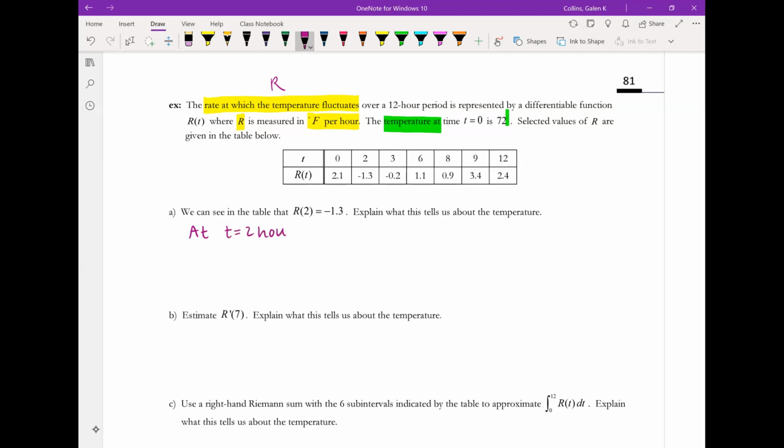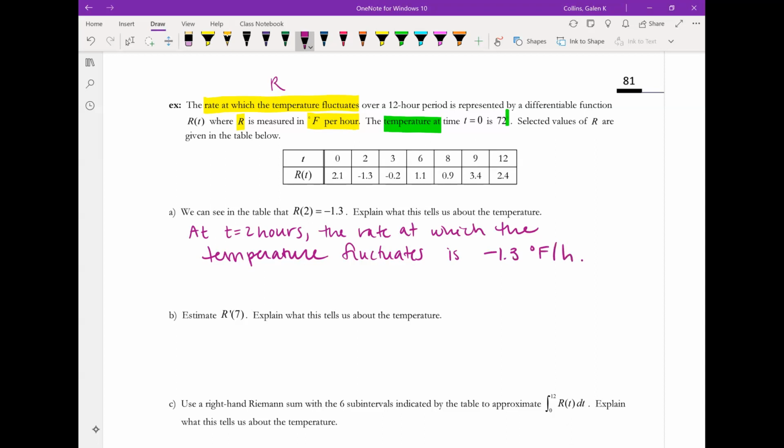So at t equals 2 hours, the rate at which the temperature fluctuates is negative 1.3 degrees Fahrenheit per hour. So don't forget your units, hours, and degrees Fahrenheit per hour. And don't forget to interpret that in context.